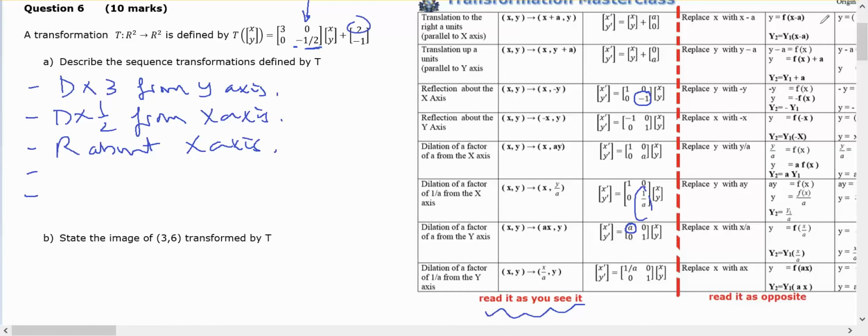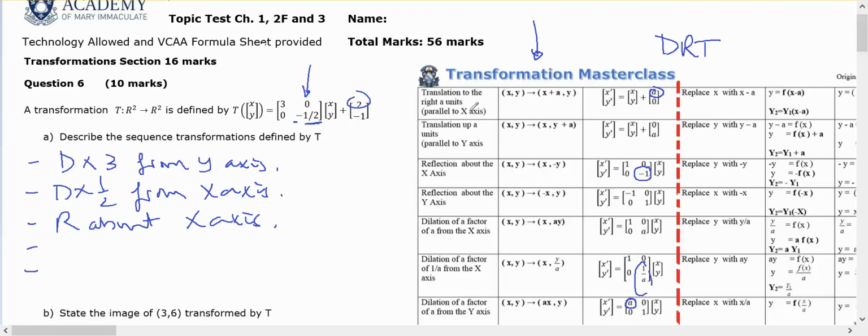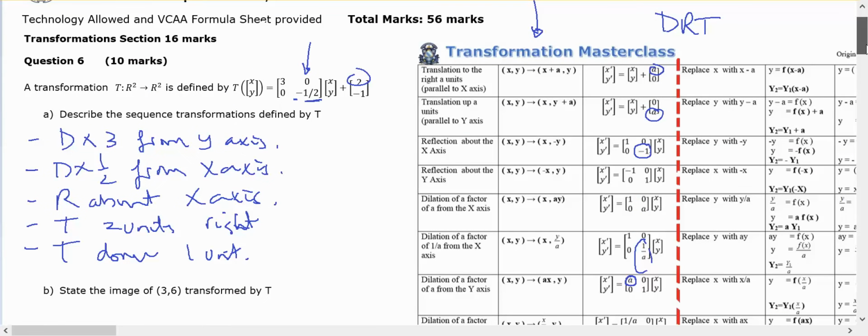Having a 2 there is like having an A there, which is a translation A units to the right. So translation 2 units right. And having a negative 1 there is like having an A there, so it's a translation up negative, therefore it's a translation down 1 unit. Okay, that's how I'm going to read my table. I get my words that I'm describing it from this column, but I was given a transformation matrix, so therefore I'm going to use this column.